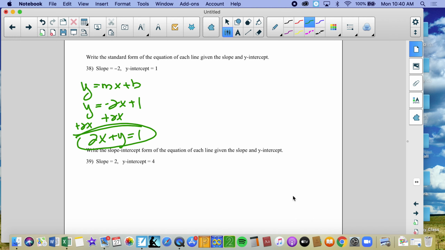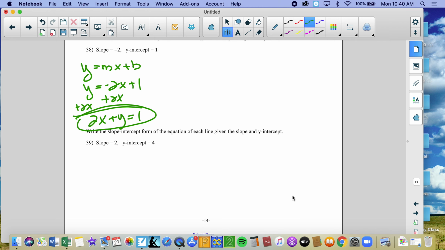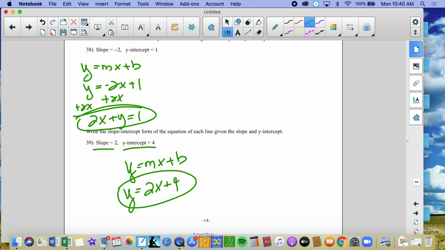Write the slope-intercept form of the equation. This is real nice and easy because they gave me the slope and the y-intercept. So all I'm doing is plugging in for m and b. Slope is positive 2. Intercept is positive 4. Wish we could get lots of those easy problems.